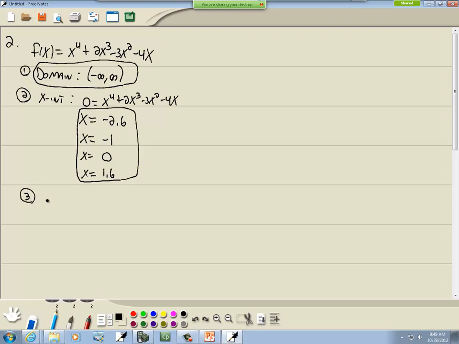Okay. Now for our y-intercept. You always plug 0 into the other variable, so plug 0 in for x. So we got 0 to the fourth plus 2 times 0 to the third minus 3 times 0 squared minus 4 times 0, which gives us y is equal to 0.